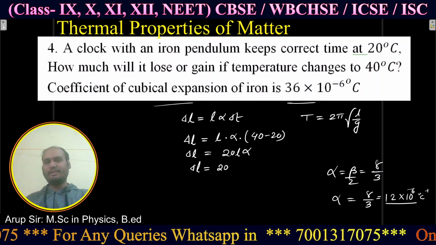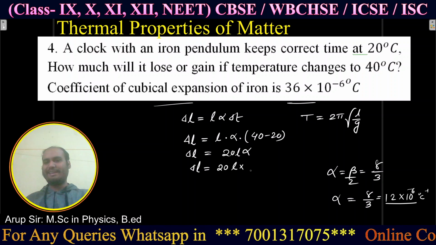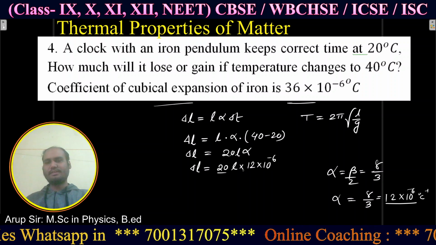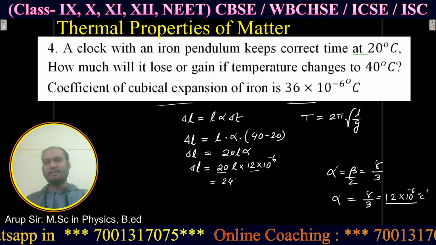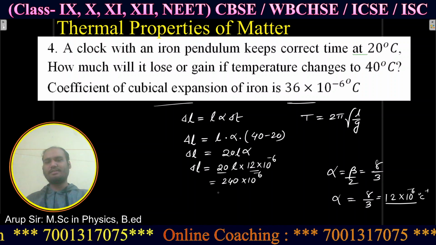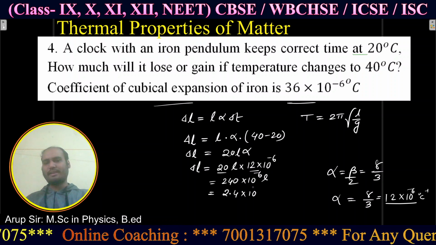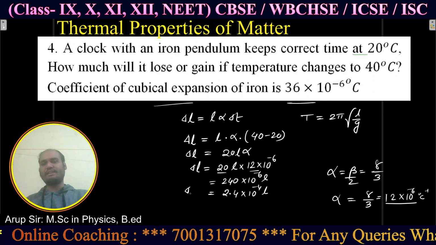Okay, so this is the value of the linear expansion coefficient, and delta L, we are getting 20 L into alpha, that is 12 into 10 to the power minus 6. So basically 240 into 10 to the power minus 6, which we can write as 2.4 into 10 to the power minus 4 L. Okay, this is delta L.